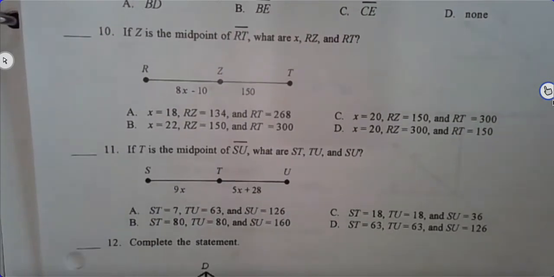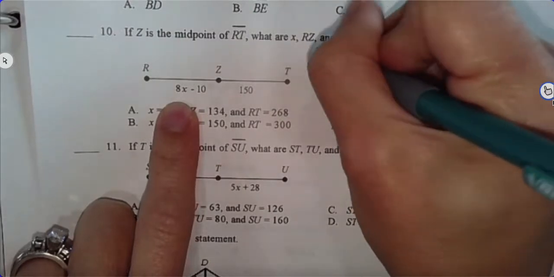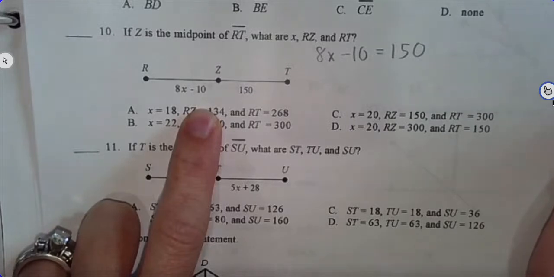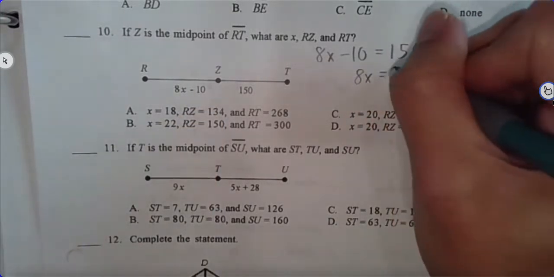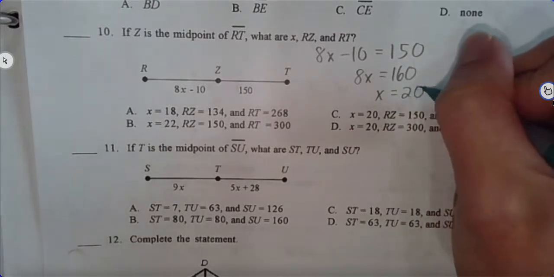Number 10. It says Z is the midpoint. What does that even mean? It's in the middle of the line. So those 2 pieces are equal. Now they want me to find X and each of the pieces. So we're going to set them equal. 8x minus 10 equals 150. Then what do I do? Add 10. 8x equals 160. Divide by 8. 20. Well, let me stop there.